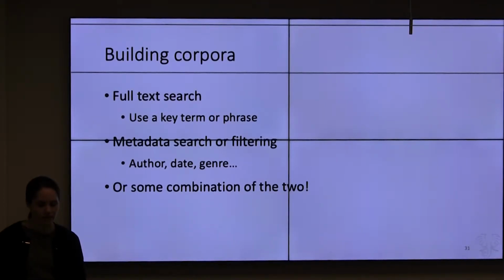And then oftentimes, researchers are also, or separately, using metadata to do their searching and filtering, looking at things like author, date, or genre. So, give me everything that was published in fiction from 1900 to 1975. And then maybe you only want the ones that include a certain word in the title. But oftentimes it might be one or the other. Sometimes it's in conjunction, the two together.